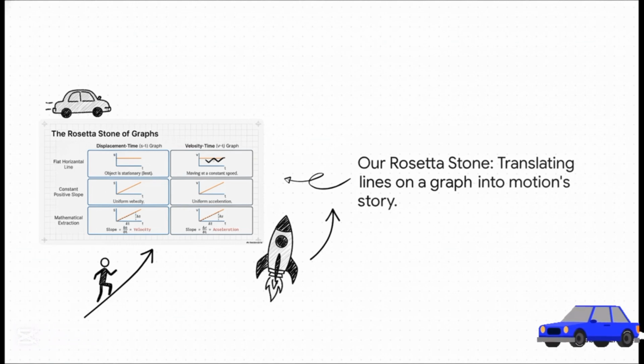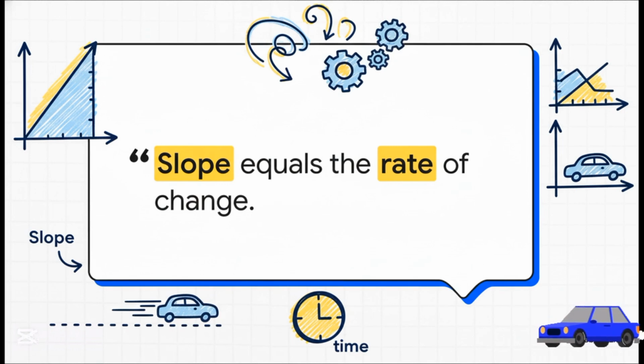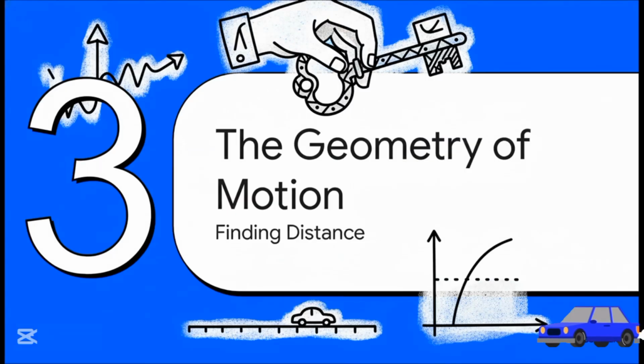The second that line starts to slope, you know something is changing. And that brings us to the most important point. The slope of the line tells you how fast something is changing. It's that simple. On a displacement time graph, the slope is the velocity. A really steep line means a high velocity. And, you guessed it, on a velocity time graph, the slope is the acceleration. This one single idea, that the slope is the rate of change, that is the first master key to our entire toolkit.